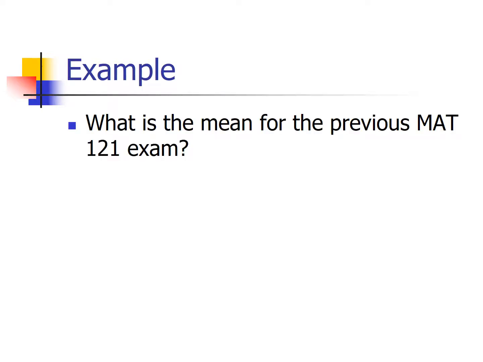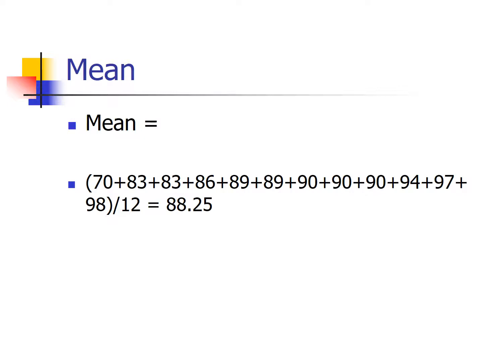So, let's go ahead and calculate the mean for our previous 121 exam. These are all the scores minus the cheater who got 100. So the 12 remaining students, I take all their scores and add them up. It's very tedious, even having a calculator do it for me. I add up the 12 numbers, I divide by 12, and I get 88.25. That's the mean.